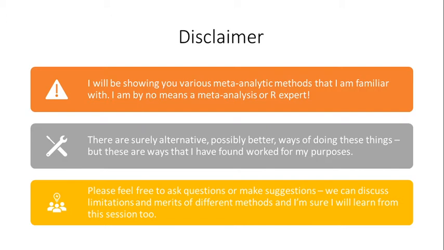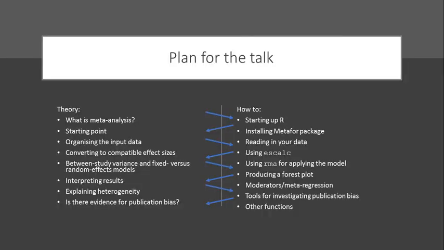So in terms of a plan for the talk, there's the theory side of things, and then there's the how-to side of things, and I'm going to flip back and forth between them. In the theory side, what's meta-analysis, where are we starting from, how to organise what's going into it, some stuff about converting between effect sizes, and more technical stuff. And then on the how-to side, it's how to tell R to do what you want it to do.